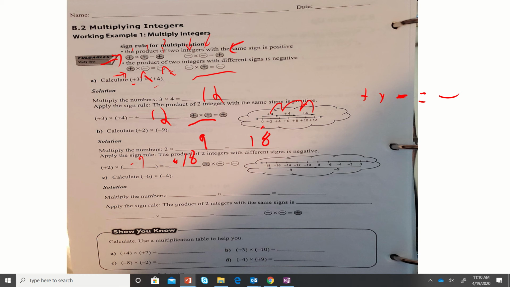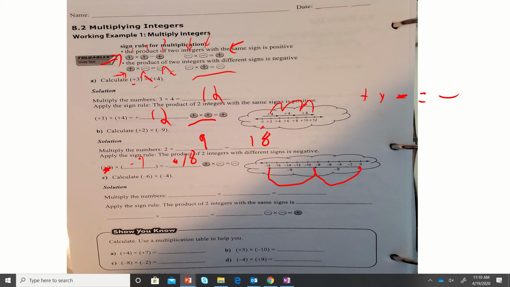When we look at a number line, we start at 0 and we're going 2 times. Remember from last lesson, the first number is always how many times we're doing it, and the second is the product. So here we go times 9, and we get negative 9, and then negative 18.